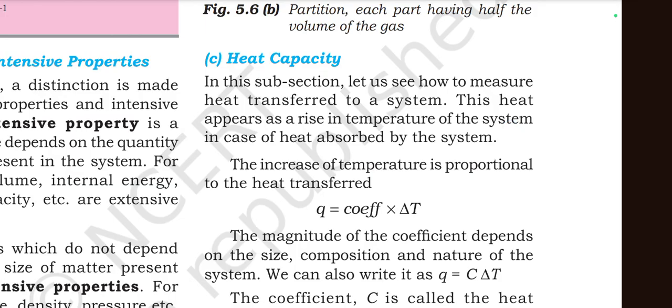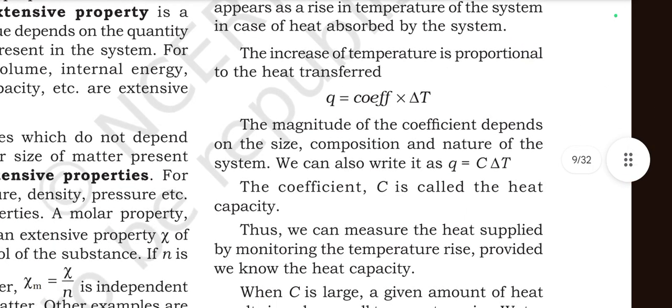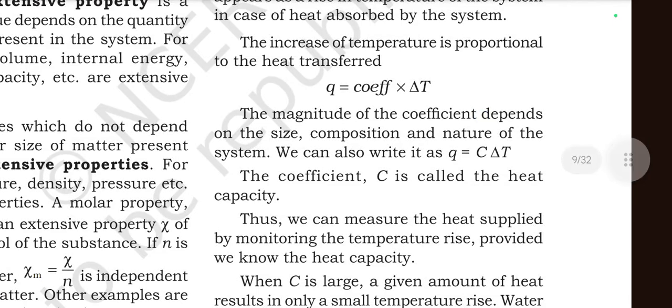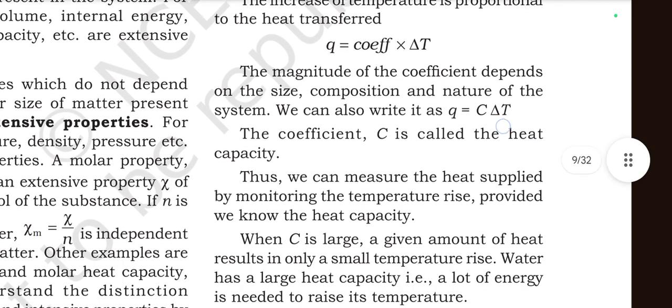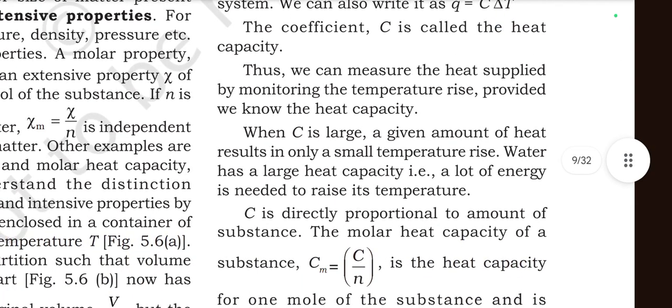Heat capacity. In this subsection, let us see how to measure the heat transfer from a system. This heat appears as a rise in the temperature of the system in case the heat is absorbed by the system. The increase of temperature is proportional to the heat transferred. Q is equal to coefficient into delta T. The magnitude of the coefficient depends on the size, composition, and nature of the system. We can also write it as Q is equal to C delta T. The coefficient C is called the heat capacity.